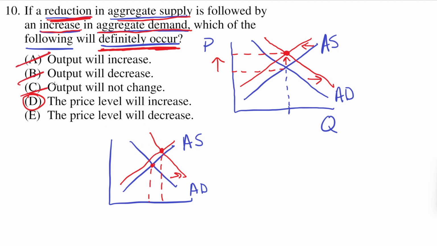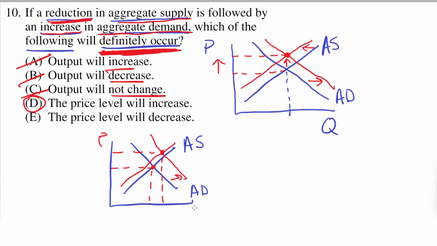So that means that we don't know whether the output will increase, decrease, or not change. We don't know if they will definitely occur. But we know that the price, no matter how we draw our curves, is always going to increase. See here, the price was originally here, and now the price is here. So the price will always increase. It will definitely occur, this price increase. But the direction of the change in output is unknown, and that depends on the actual values of the increase and the reduction. So D is the correct answer.